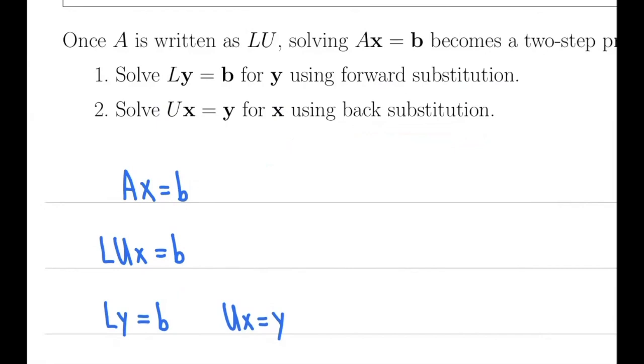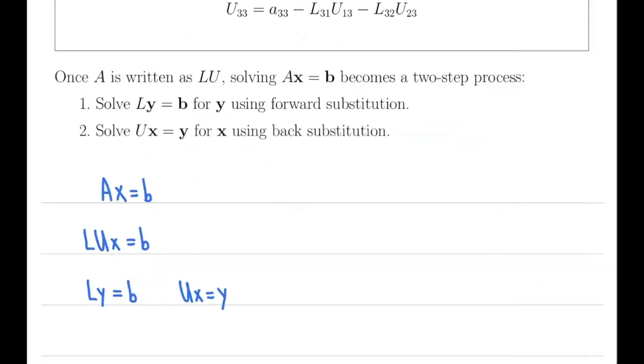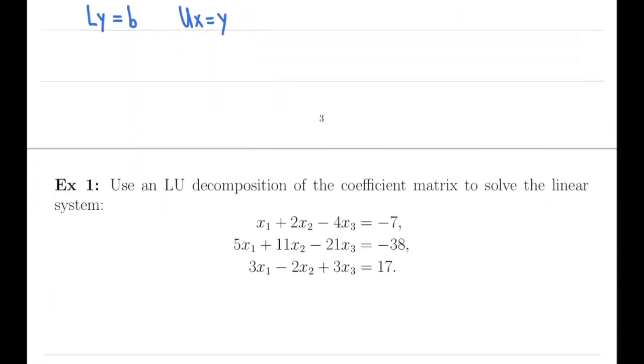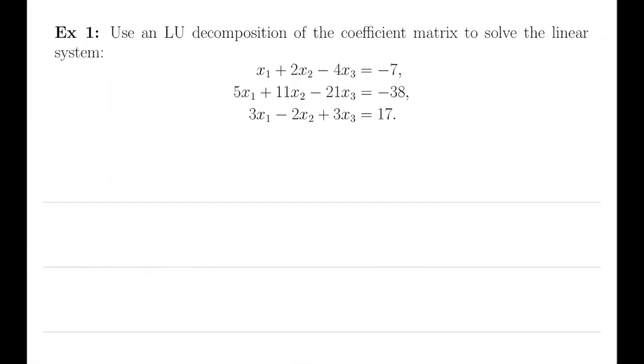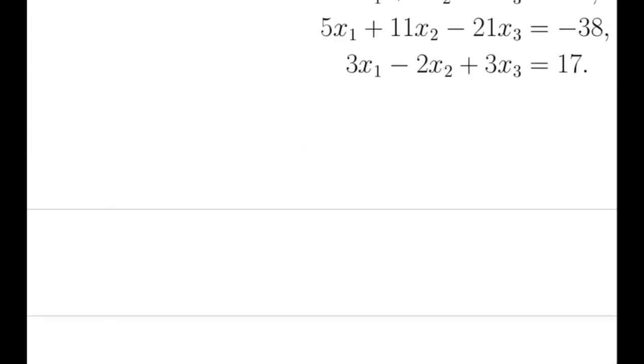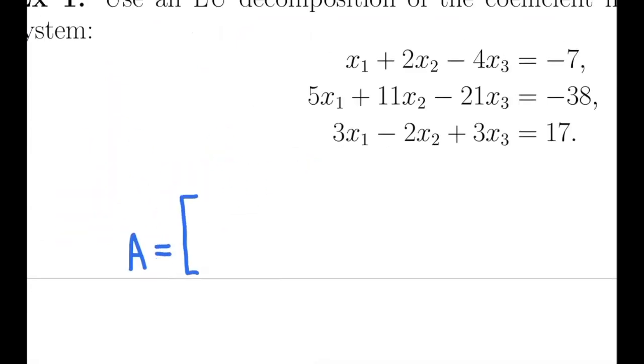That's what we got to do. We're going to write A as L times U. We're going to solve LY equals B for Y using forward substitution. And then we're going to solve UX equals Y for X using back substitution. All right. So let's do an example. So using an LU decomposition of the coefficient matrix, the coefficient matrix is just A, solve the linear system. Maybe we should start by writing the coefficient matrix. Yes, that's a good idea. So we have A equals, give me the entries for the first row.